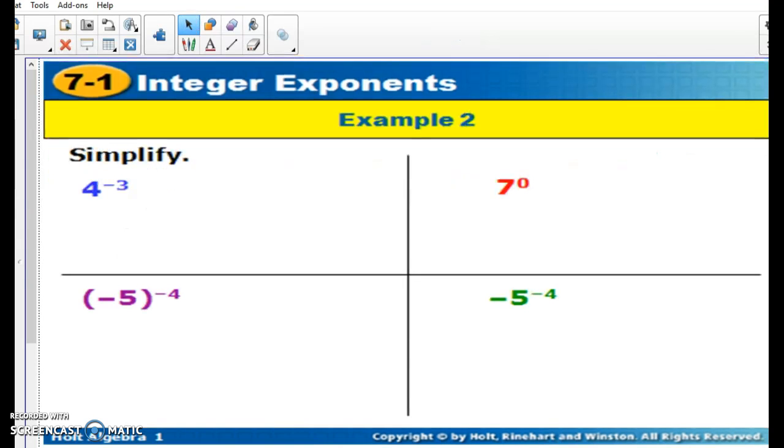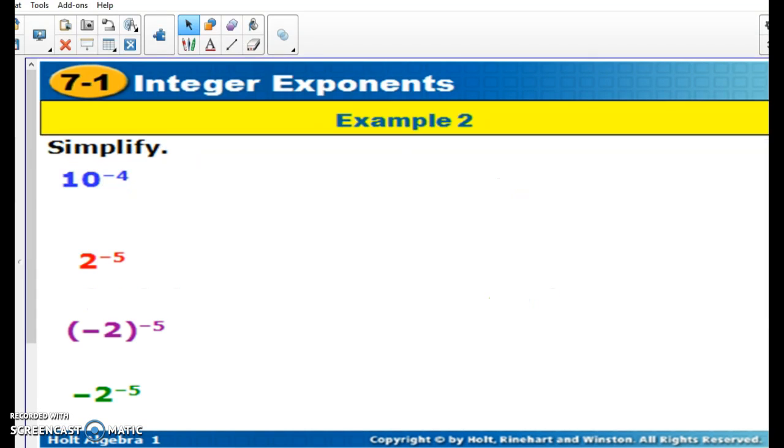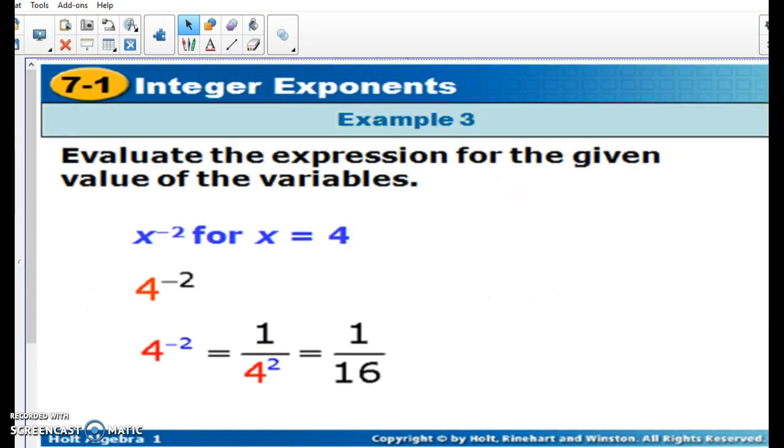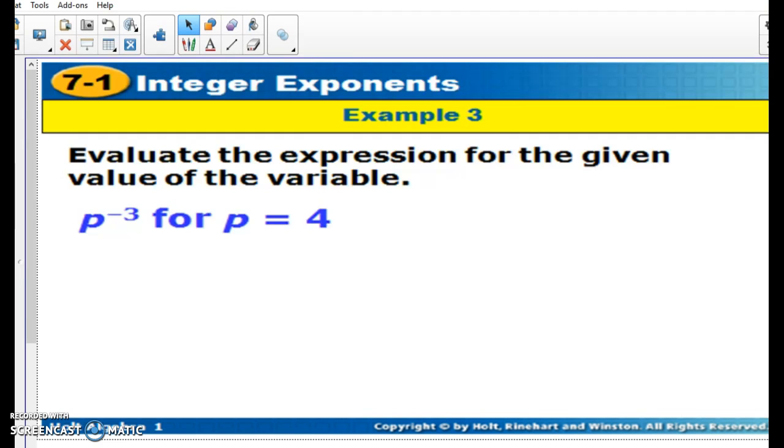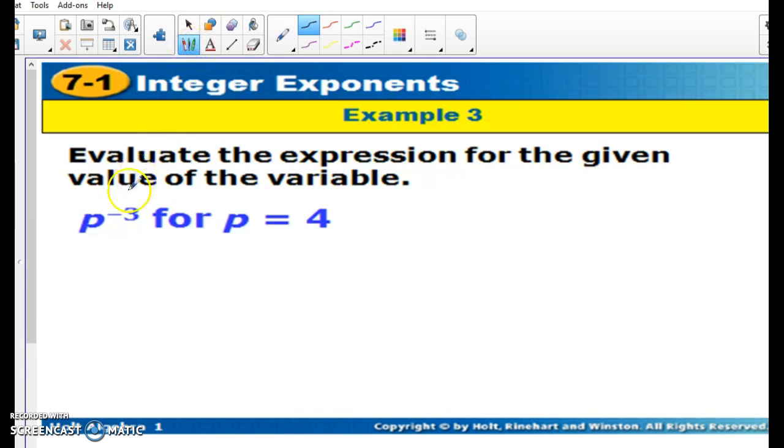Okay, we'll skip some of these and get to some more complex stuff. Something like this is pretty much the same thing, just making sure that you understand when it's a two-part problem. So p to the negative 3rd power when p is 4. That means 4 raised to the negative 3rd power. Well, 4 to the 2nd power is 16. 4 to the 3rd power is 64. So 4 to the negative 3rd power is 1 over 64.